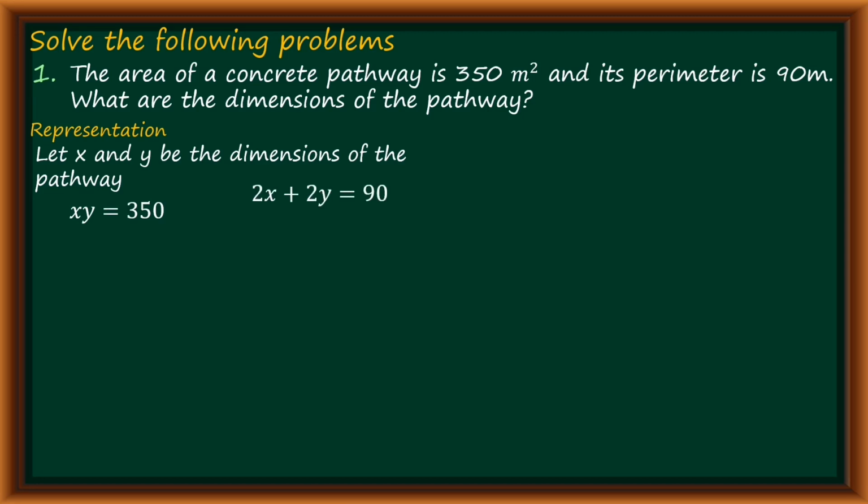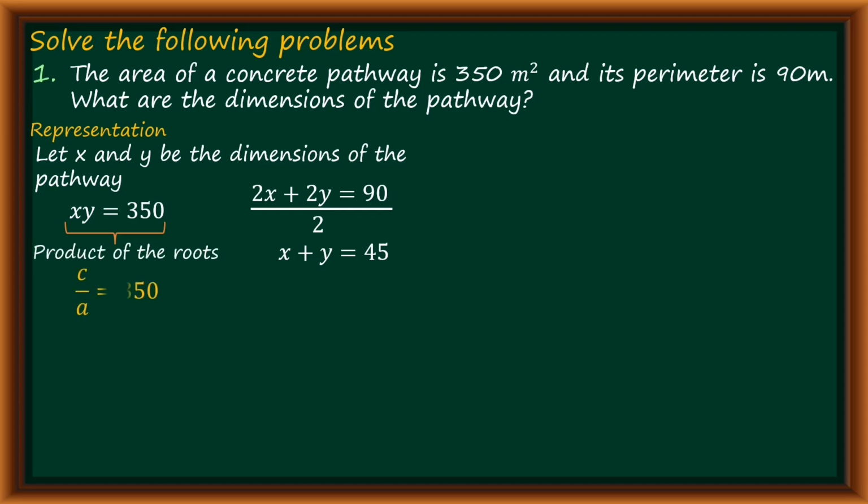And then the perimeter is 2x plus 2y is equal to 90. Simplify this by dividing the whole equation by 2. We have x plus y is equal to 45. Notice that xy is equal to 350 represents the product of the roots, and it is c over a, equal to 350. While x plus y is equal to 45 represents the sum of the roots, and it is represented by negative b over a, so that is equal to negative 45.